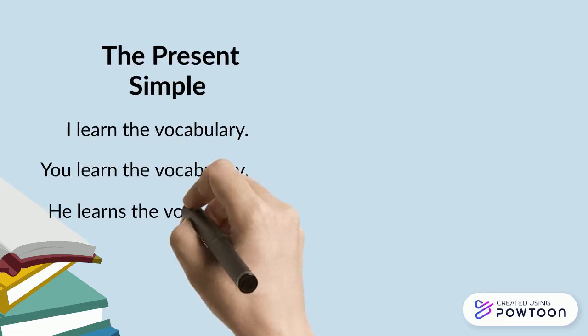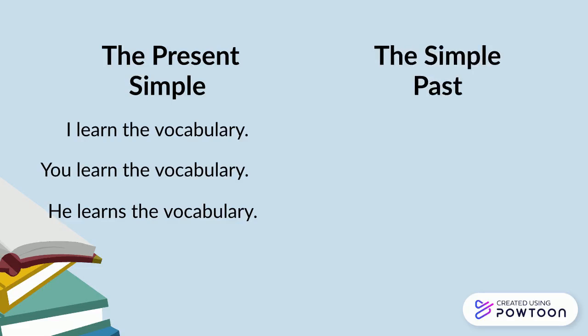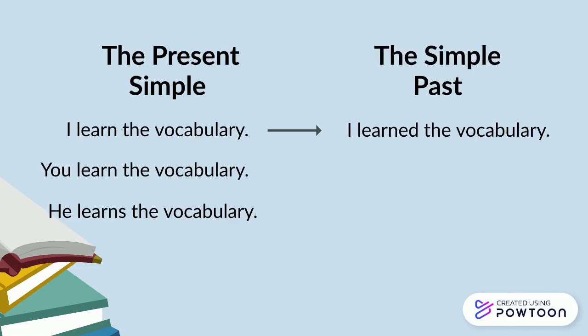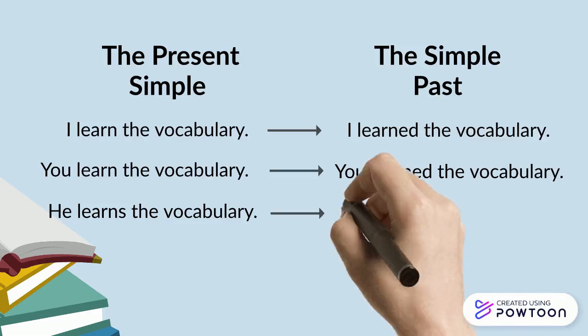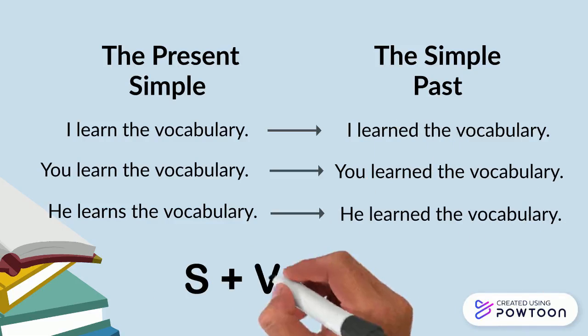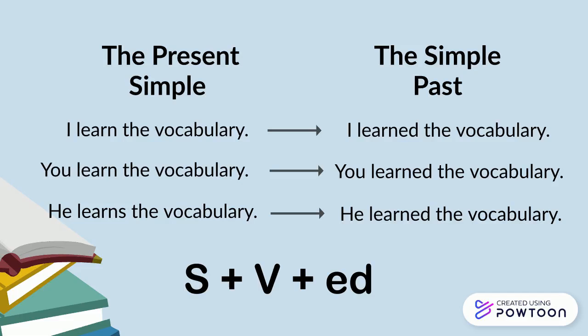Now, unlike with the present simple, where the verb form changes according to the subject, with the simple past, the verb form remains the same for all subjects. For example, the simple past of the verb learn is learned. So we have "I learned the vocabulary," "you learned the vocabulary," and "he or she learned the vocabulary." You can see that to form the simple past, we add the ending -ed to the original form of the verb.